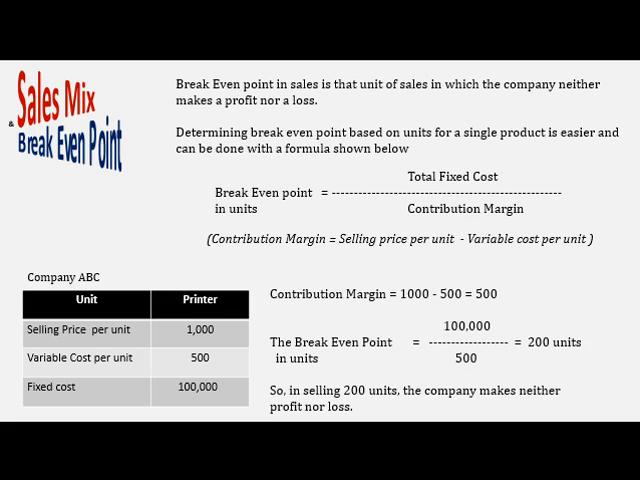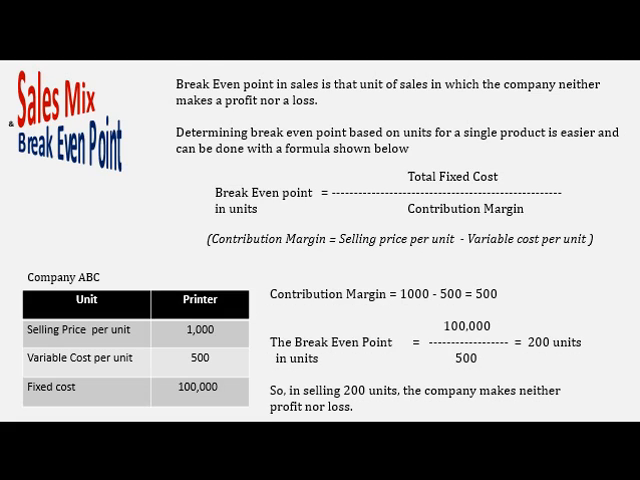Say for example a company A, B, C sells printer at the rate of Rs 1,000 per unit with a variable cost of Rs 500 per unit and total fixed cost of Rs 100,000. The contribution margin is thus 1,000 minus 500, that is Rs 500 per unit. So, the break-even point is 100,000 divided by contribution margin, which is 500. This gives a break-even point of 200 units. So, in selling 200 units, the company makes neither profit nor loss.